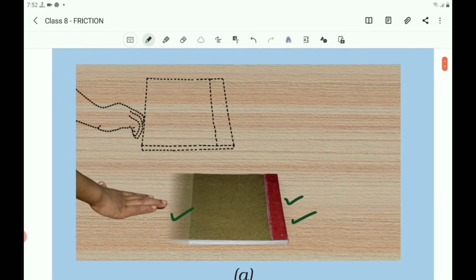In this activity, the force of friction acts between the surface of the book and the surface of the table. Here, the lower surface of the book is in contact with the surface of the table, and there is a frictional force between the surface of the book and the surface of the table, and the frictional force is not the same for all surfaces. It depends upon the smoothness or roughness of the surfaces.